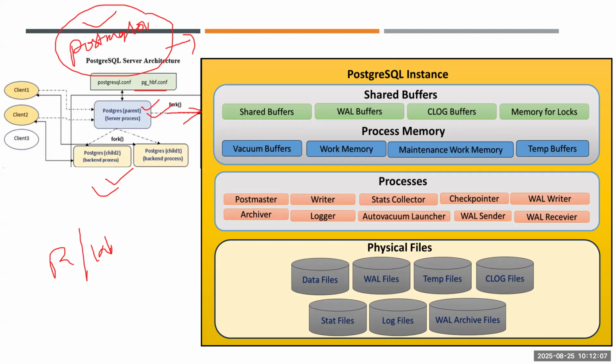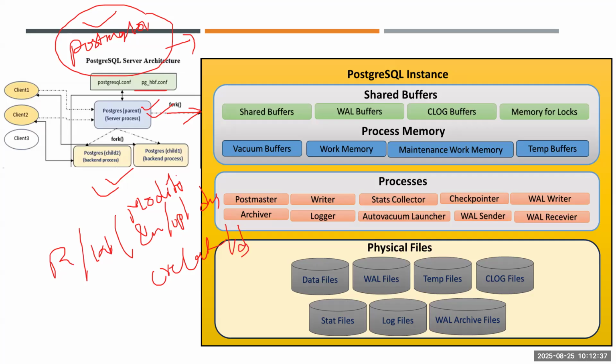Writes mean modification. It can be any modification: insert, update, delete, create, alter, drop, truncate, anything. A modification is a modification. When you are doing any modification, how is the engine processing our data? And when you are reading, how is the engine processing the data?